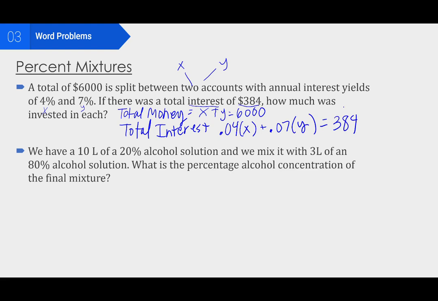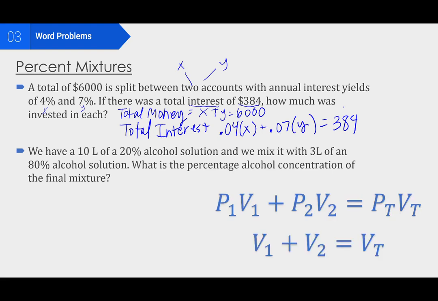There's actually a formula to help you with problems like this, ones that specifically involve percentages, this one and the next one. If P sub 1 and P sub 2 are two different percentages, and V is for volume, volume 1 and volume 2, then our final would be a certain percentage times the total volume. In this one, they already gave us that multiplied out as 384, so we don't need to replace it with P and V.